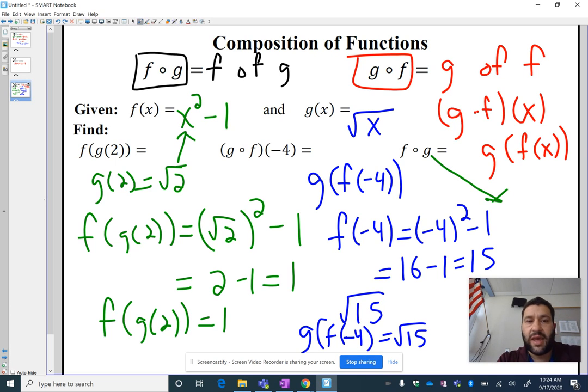So all we're saying is that we're putting in the square root of x for x in x squared. So we get the square root of x, squared, minus 1, which just becomes x minus 1.